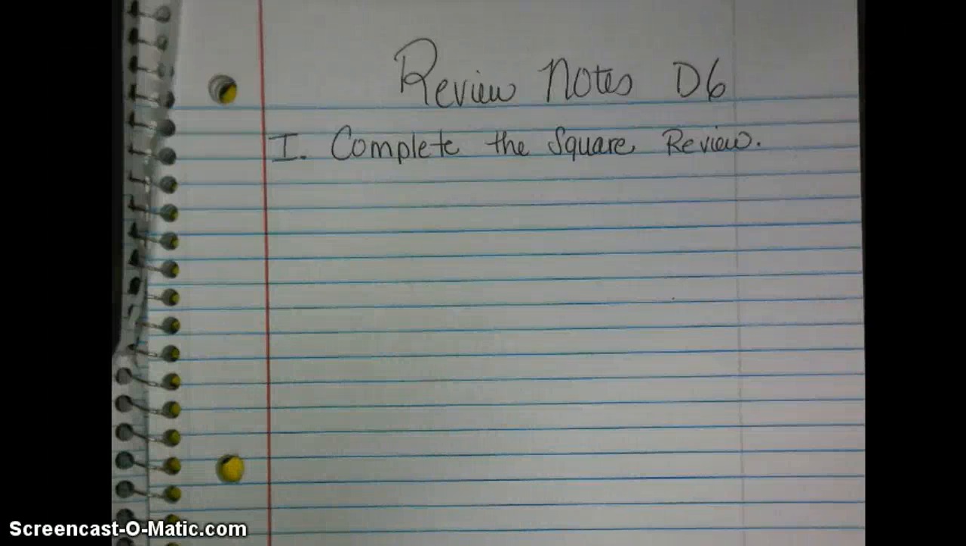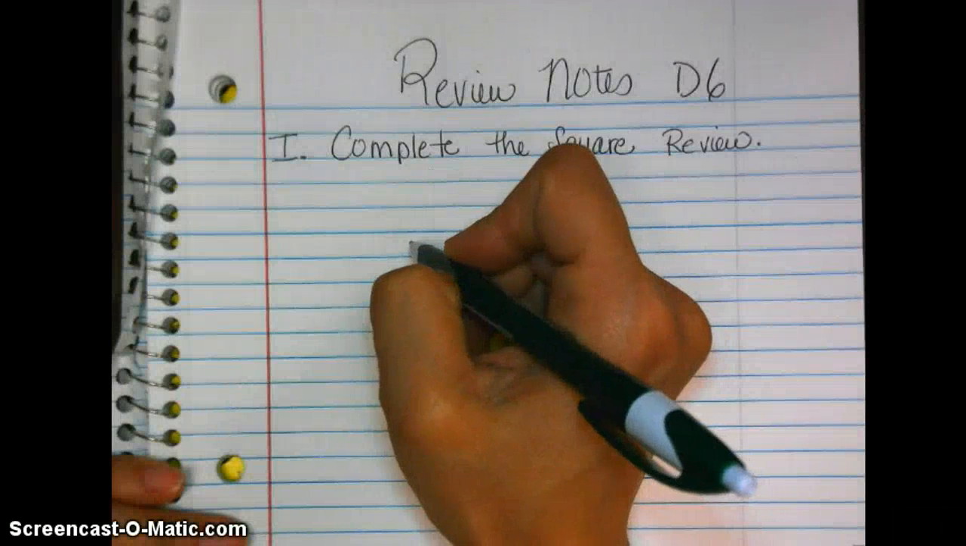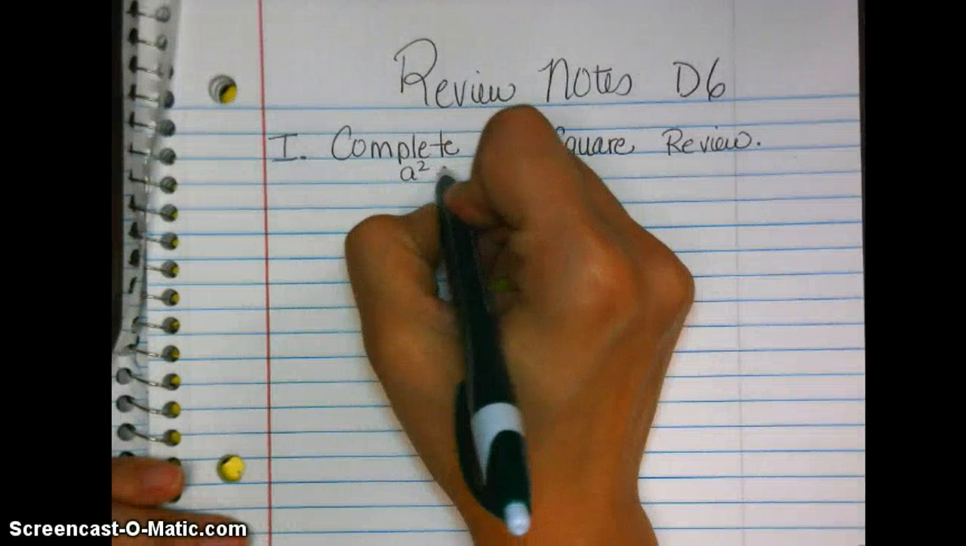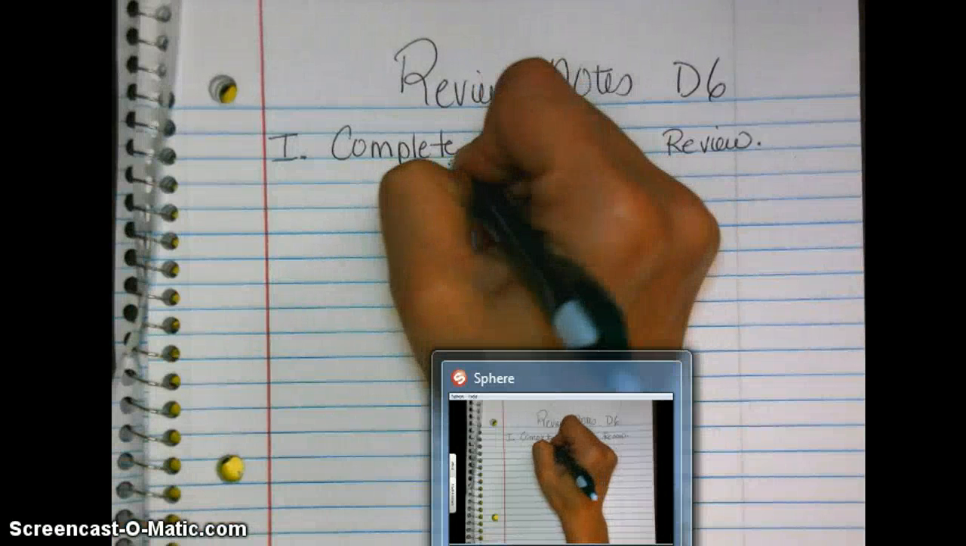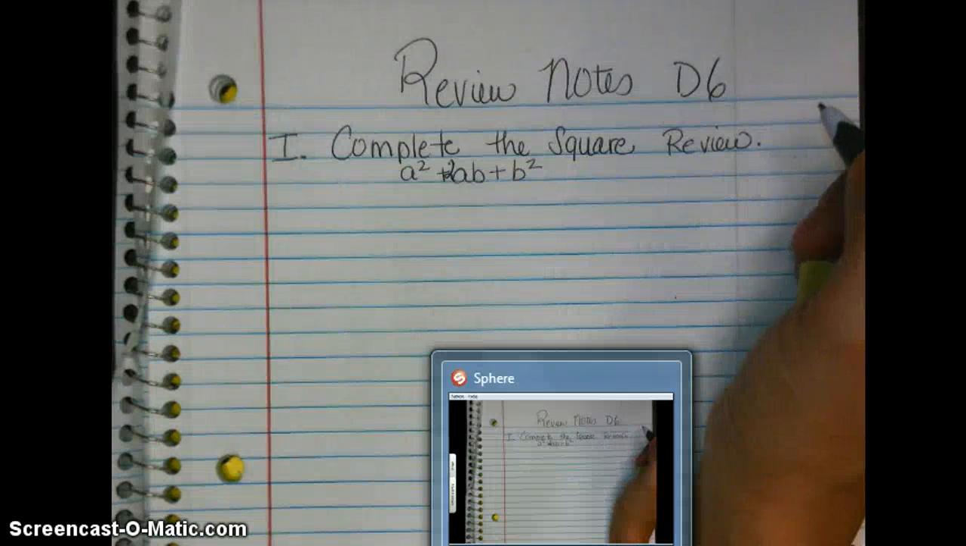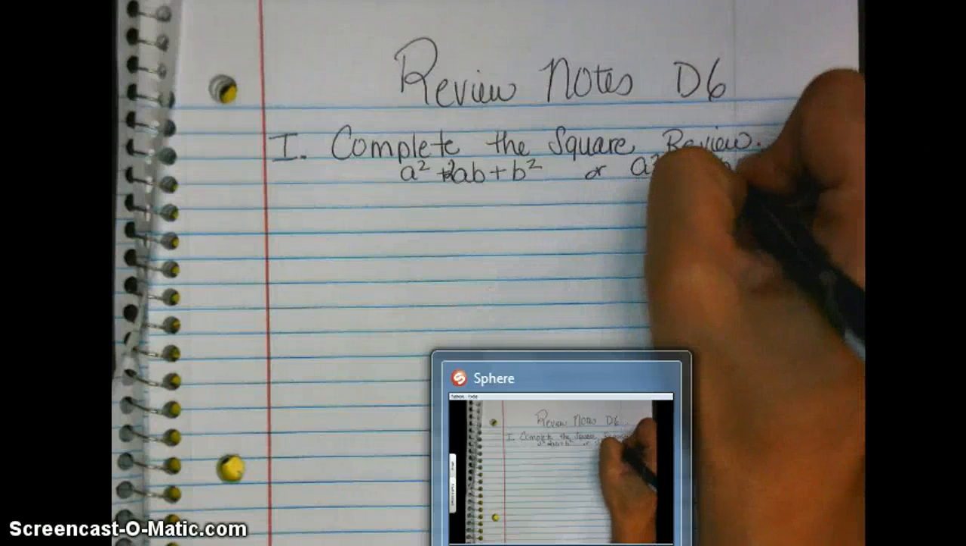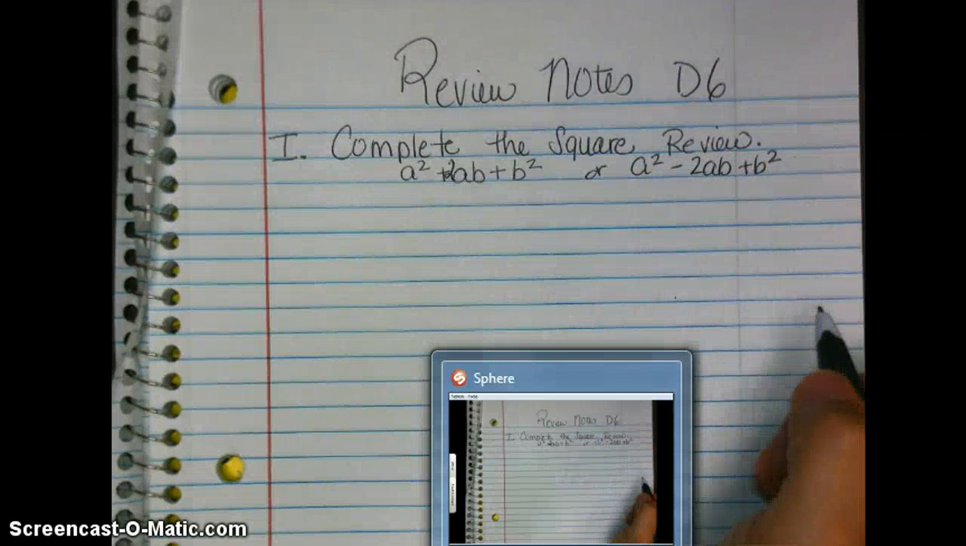Alright, so we're going to go over some things that you need to remember for our next unit. And the first task on D6 is, can you complete the square? So hopefully you remember that we have things called perfect trinomials, and they take on the form of a squared plus 2ab plus b squared, or it could be a squared minus 2ab plus b squared.